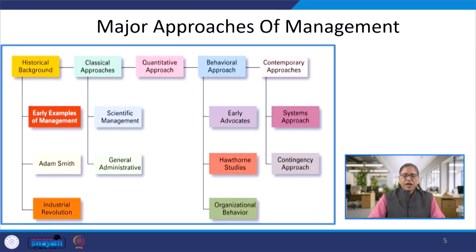Major approaches of management start with the historical background, understanding the early examples of management, Adam Smith, and the Industrial Revolution. We will also discuss the classical approaches of management, scientific principles of management, and general administrative theory. Moving forward to the quantitative approach and the behavioral approach, discussing the early advocates of behavioral theory, the Hawthorne studies, and the organizational behavior approach. Lastly, we will discuss contemporary theories of management like systems theory and the contingency approach.